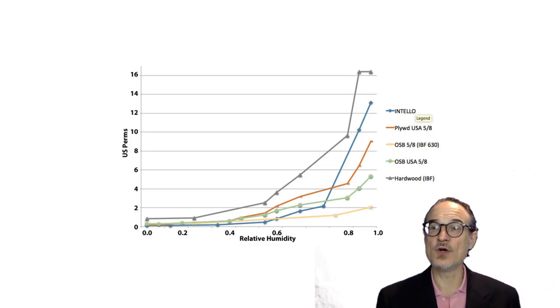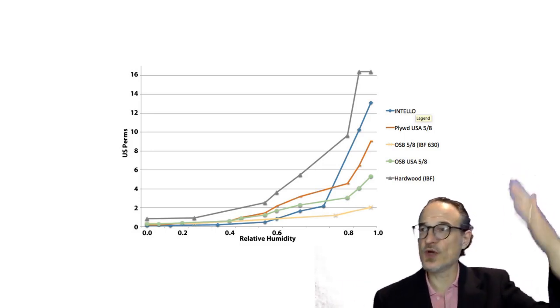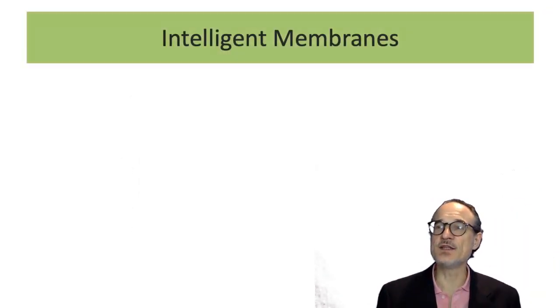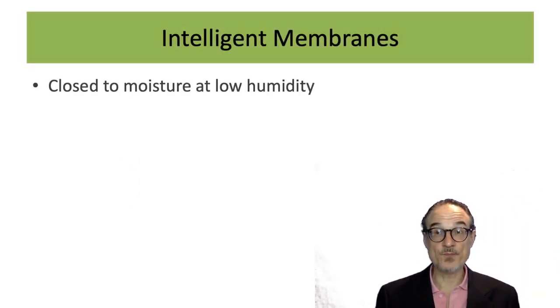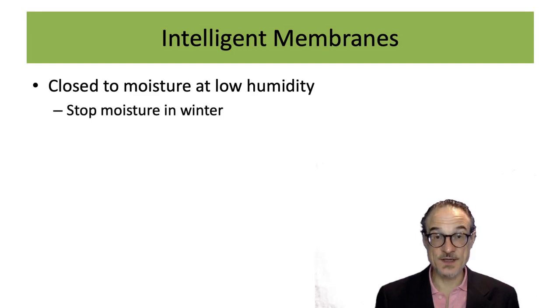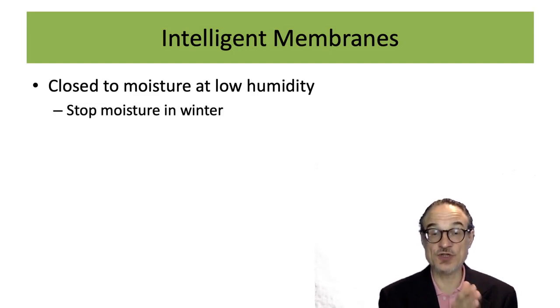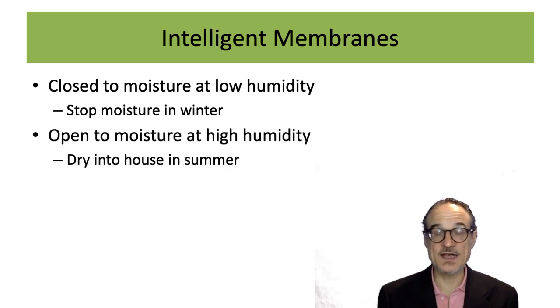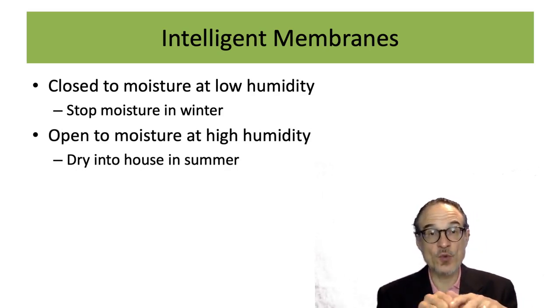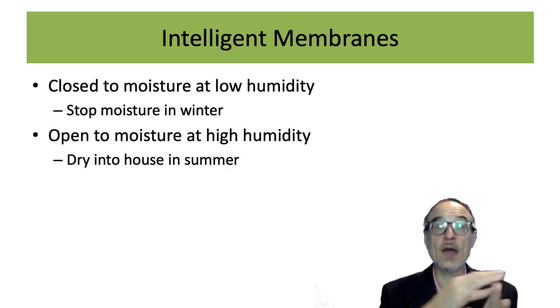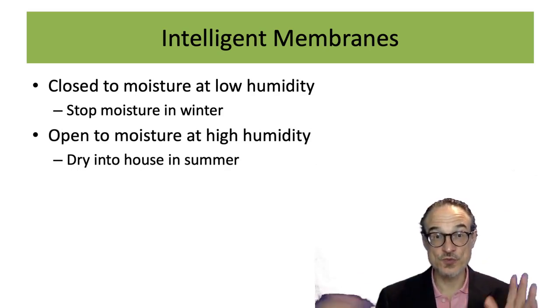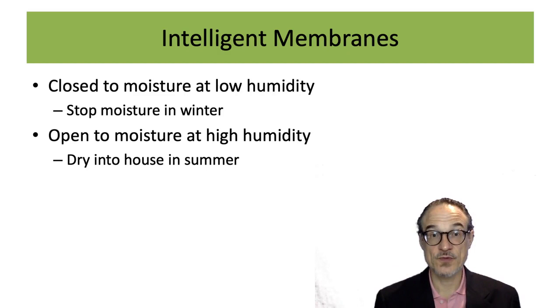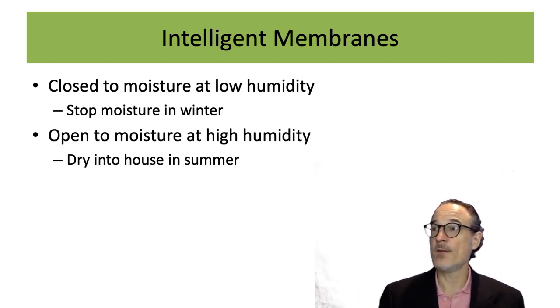And there are some special, what are called intelligent membranes. And what they will do is when it's low humidity in the winter, they will close and stop any moisture getting through. And when the humidity gets higher in the summer, they will open up and start allowing the wall to escape the vapour. And this will usually dry into the house in the summer.